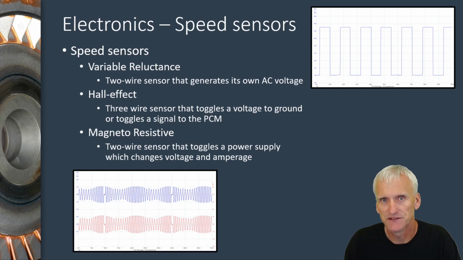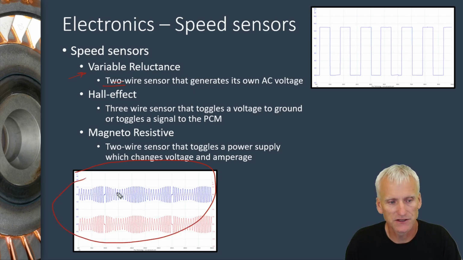So there's a few different types of speed sensors that we see in automobiles. More commonly in transmissions, we deal with basically 2 different types of speed sensors. One of them is this variable reluctance type. It's a 2-wire sensor, and it generates its own AC voltage. And that's what this scope pattern is down here. That shows a variable reluctance sensor.